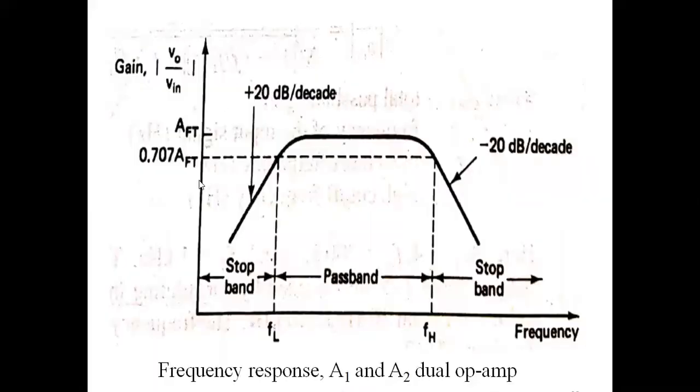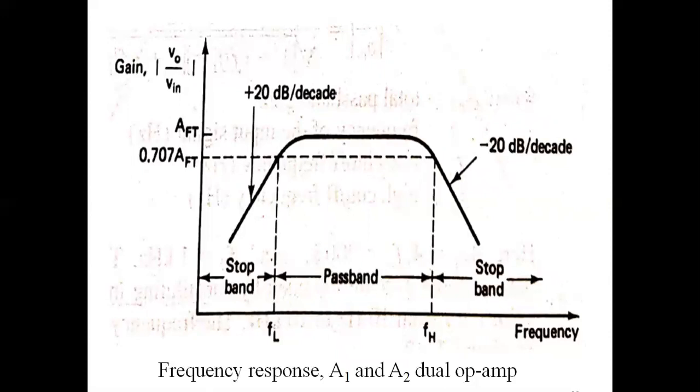Now this is the frequency response of the band pass filter. As we have already said, it passes only a certain band of frequencies. That band is the pass band, between the high pass section and the low pass section. The frequencies which are attenuated are called the stop band, whereas the band of frequencies which are allowed is called the pass band.